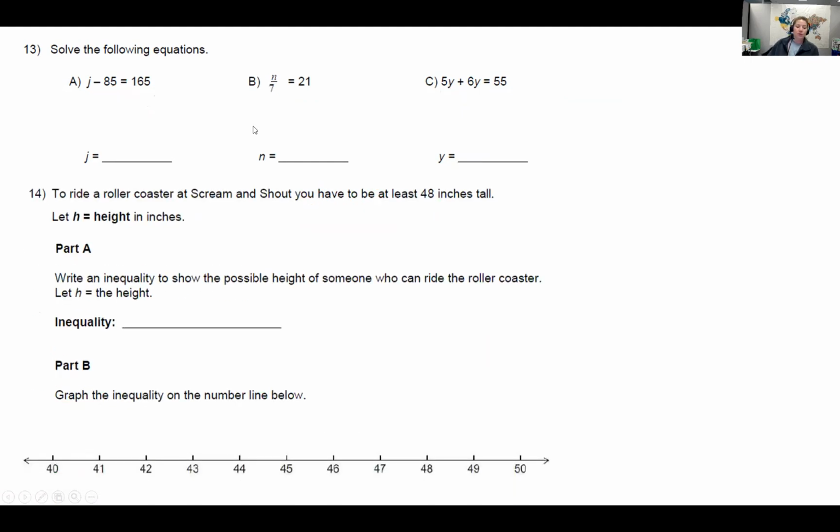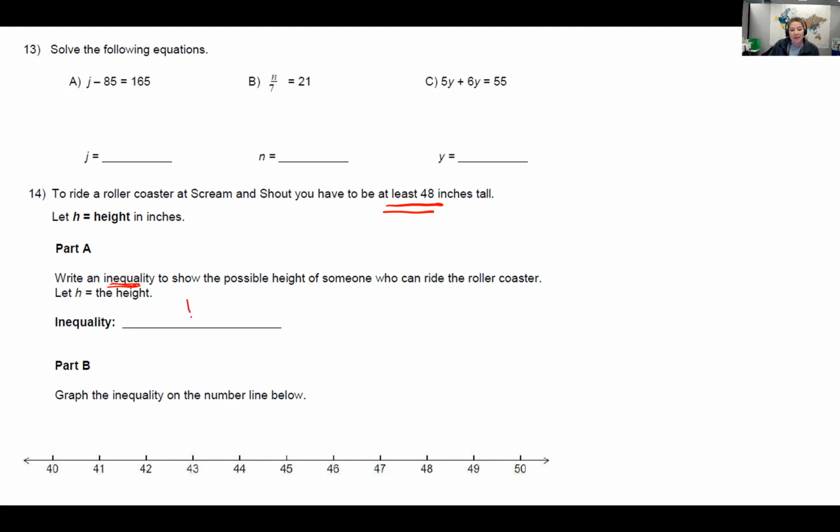All right, number 14. To ride a roller coaster at Scream and Shout, you have to be at least 48 inches tall. That means 48 inches or taller. Let H represent height in inches. Write an inequality, greater than or less than, to show the possible height of someone who can ride the roller coaster.